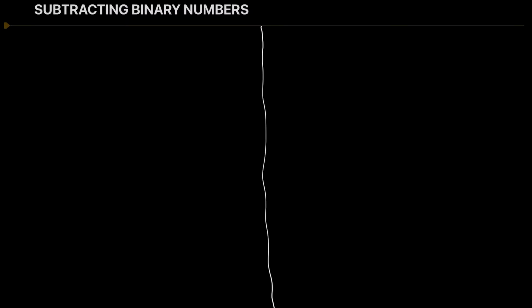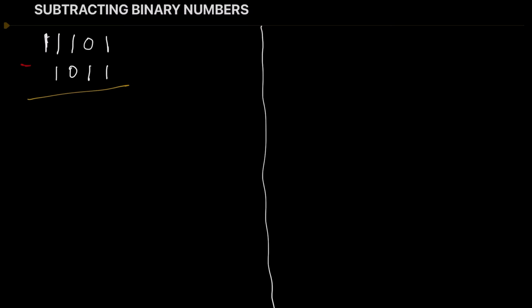So, assuming you have two numbers and you would like to subtract one from the other, you have 1, 1, 1, 0, 1, and then from this number you want to subtract 1, 0, 1, 1. So in this case, how do we go about this?